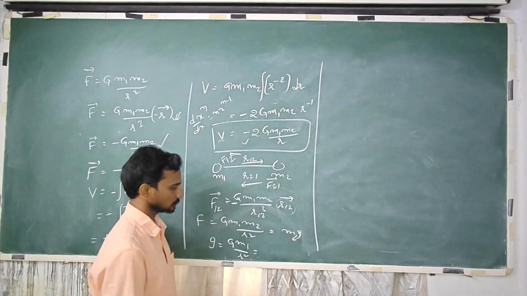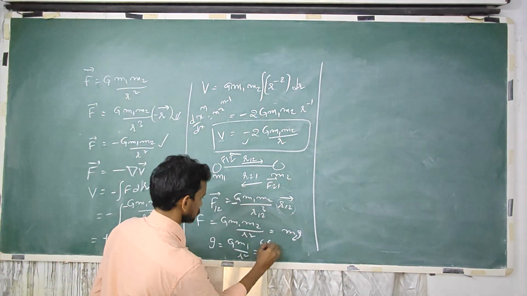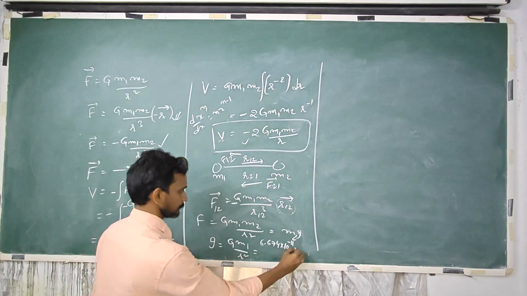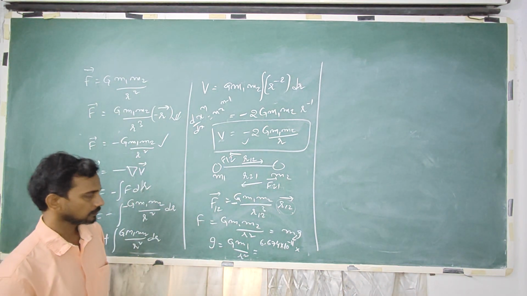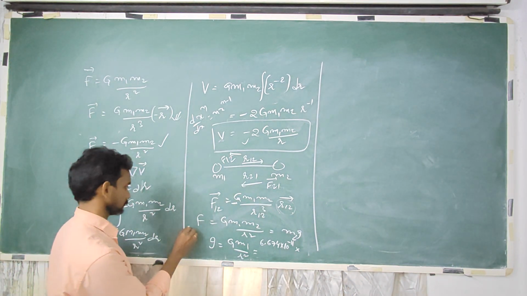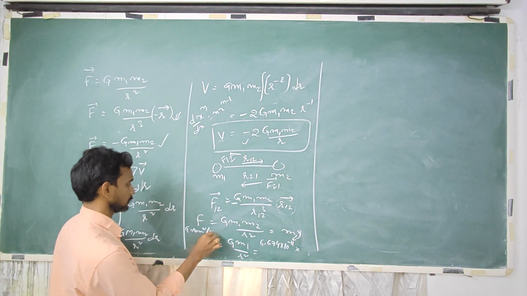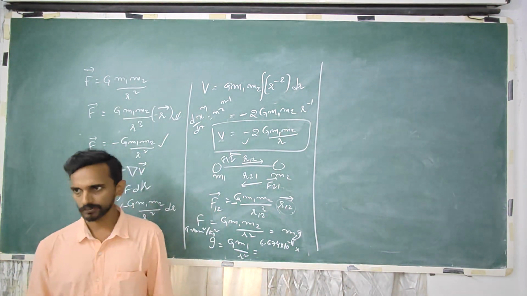So what are those values? Value of G is what? 6.674 into 10 power minus 11 Newton meter square per kg square. That is the unit of G.